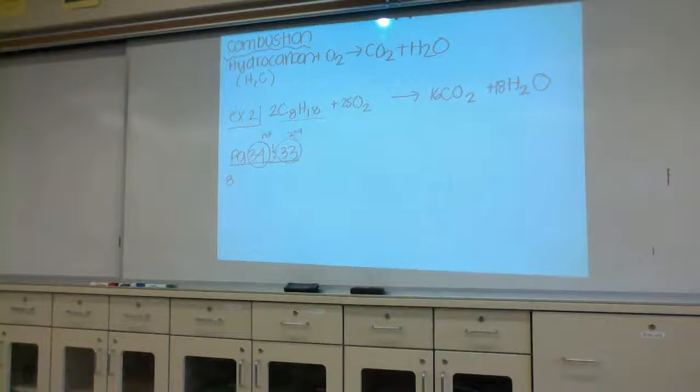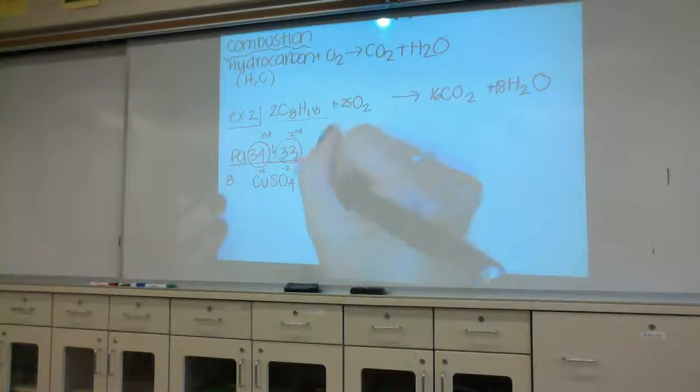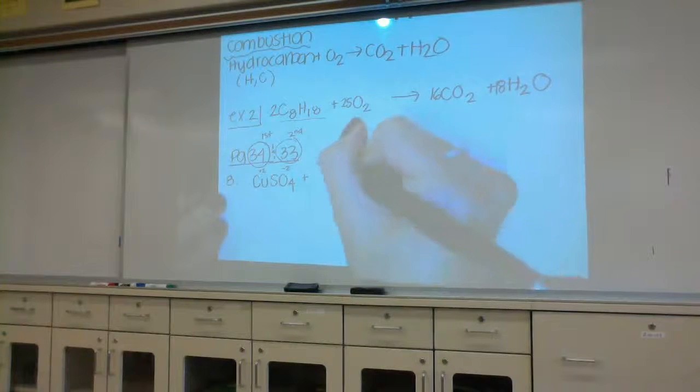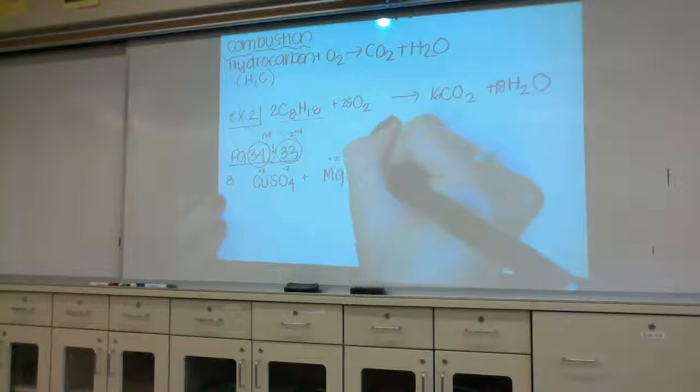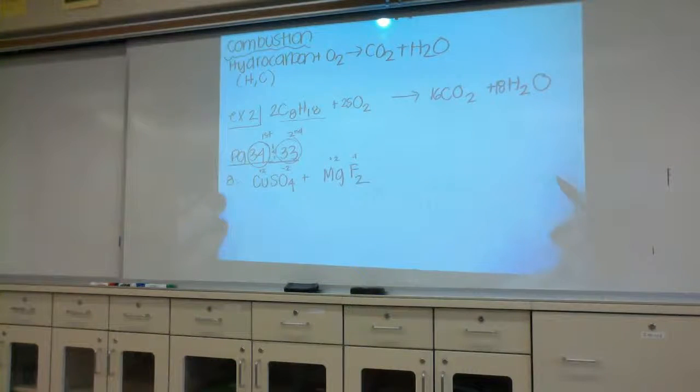You can see here that they are giving you the names of the reactants, but you actually have to write the reaction. So copper 2 sulfate, that's Cu, that means it's a +2 charge, and sulfate, SO4, that's a -2, so I can just leave it as is. Then it says plus magnesium fluoride, MgF. Magnesium is a +2, fluoride is a -1, that gives me MgF2.